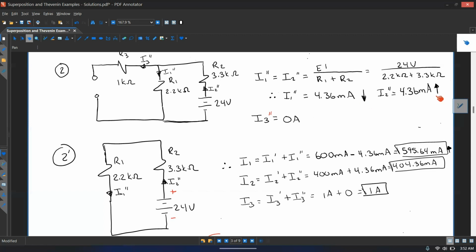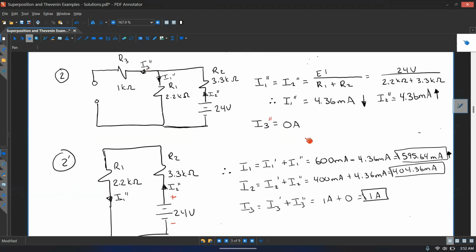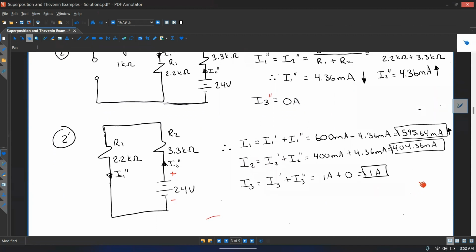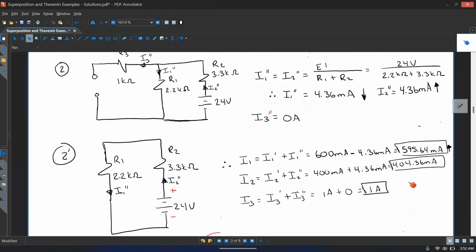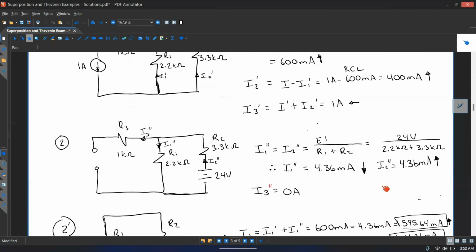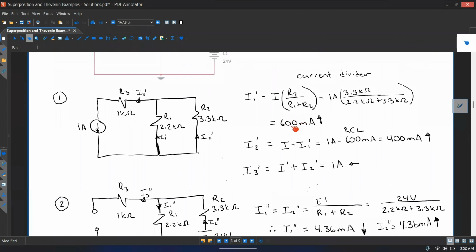All right, and so for I3 double prime, we come back up here, like we said, no current is going to flow in this direction. So I3 double prime is 0. All right, so now we've done analyzing the circuit with just only the voltage source. So now let's add our currents together. So I1 is equal to I1 prime plus I1 double prime. And we look at I1 prime, which is 600 milliamps flowing up.